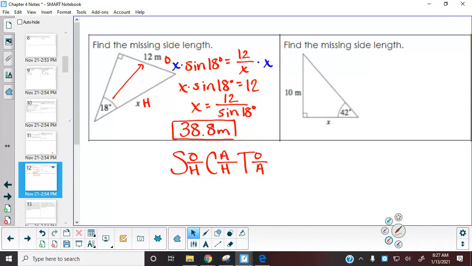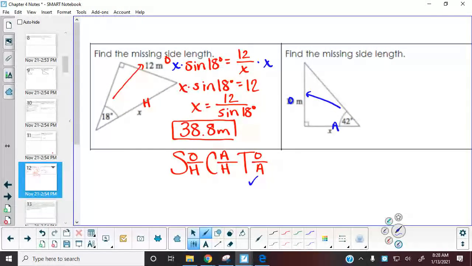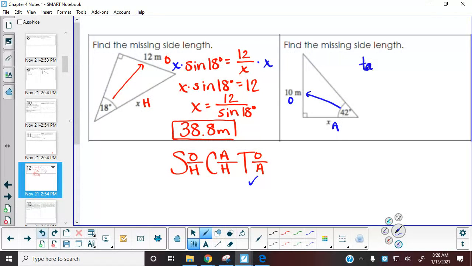I'm going to let you guys actually try this for just one moment. So hopefully you're recognizing with respect to 42 degrees, you've got the opposite side and you also have the adjacent leg. So that tells us that we're going to be using tangent. We have tangent of 42 degrees equals the opposite over the adjacent. Again, we're using that TOA.